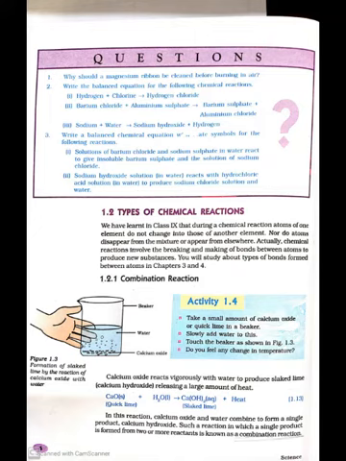Question number 3. Write a balanced chemical equation with symbols for the following reactions. First, solutions of barium chloride and sodium sulfate in water react to give insoluble barium sulfate and the solution of sodium chloride. Second, sodium hydroxide solution in water reacts with hydrochloric acid solution in water to produce sodium chloride solution and water.